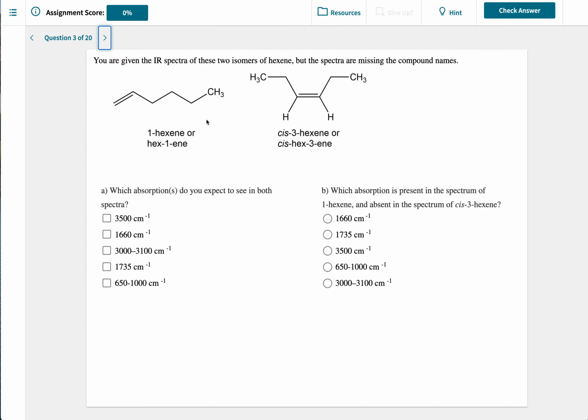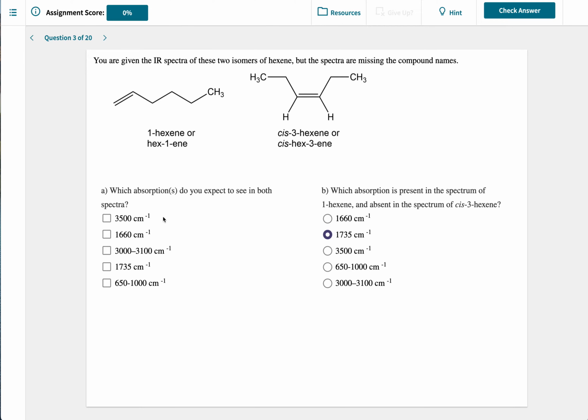This one is giving you 2 molecules. They're both alkenes, and it's asking you, first of all, to identify which absorptions you expect to see in both. So what do they have in common? And then it's asking you to find the one peak that is going to be present in one hexene, but you're not going to be able to find it in the spectrum for cis 3 hexene.